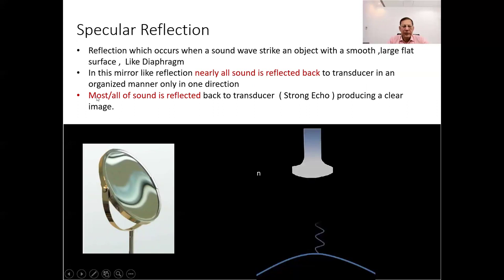In specular reflection, ultrasound waves hit a large, smooth, flat boundary between the two tissues, like a mirror-like surface. Instead of bouncing off randomly, nearly all sound bounces back in a neat, predictable, and organized manner, only in one direction, following the law of reflection. This organized bouncing creates a clear and well-defined echo, often producing sharp and distinct boundaries between tissues on the ultrasound image, making it easier to see structures inside the body, for example diaphragm, pericardium, etc.